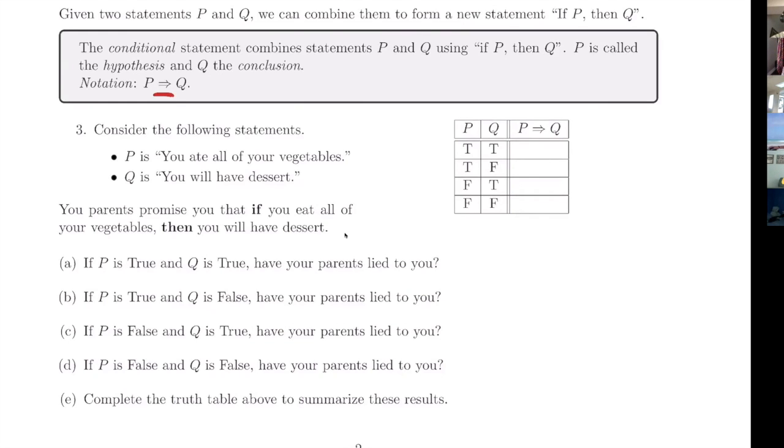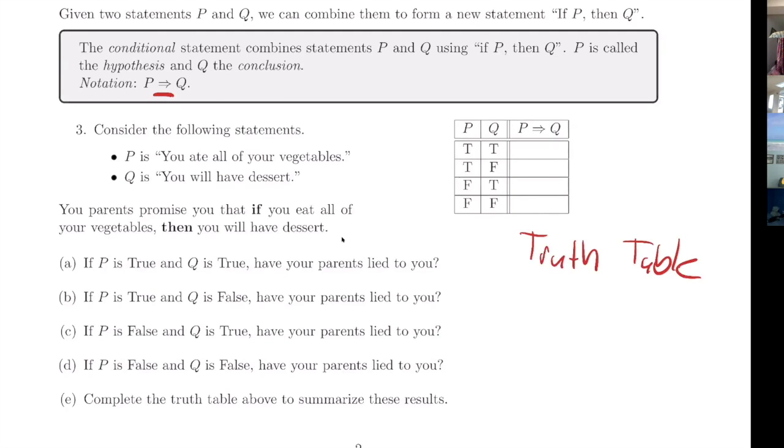We'll be vegetarians. So let's say the following implication here is: if you eat all of your vegetables, then you will have dessert. And what I would like to do is ascertain how to tell whether a conditional statement is true or false. And as you hopefully saw in the videos, we can do that with what's called a truth table, which is over here on the right.